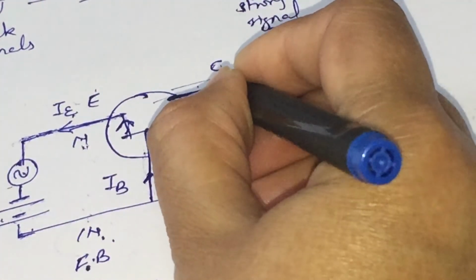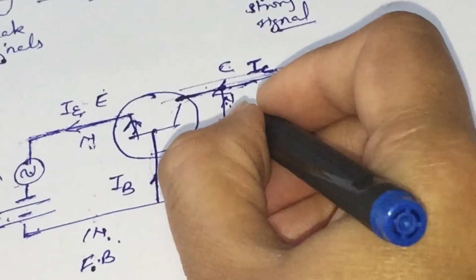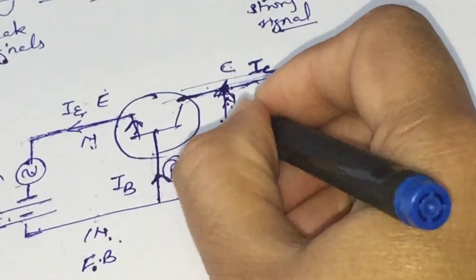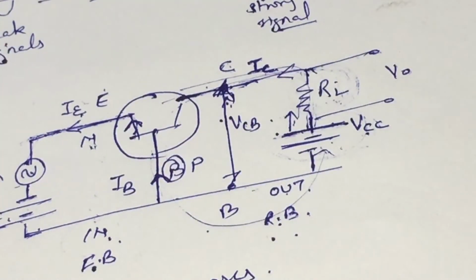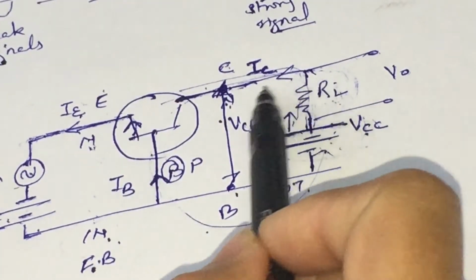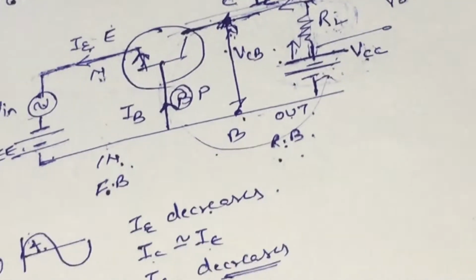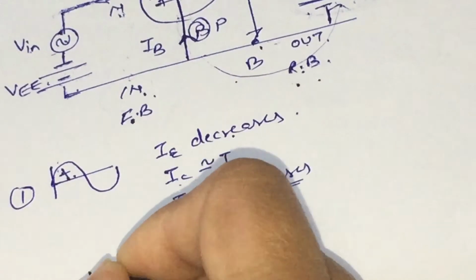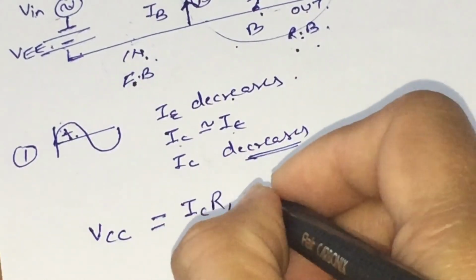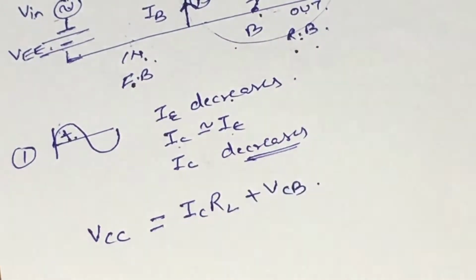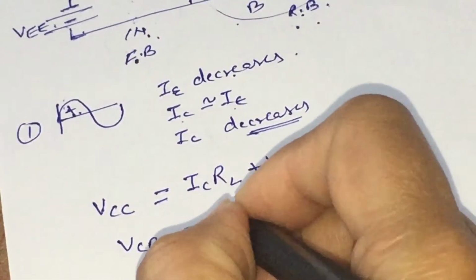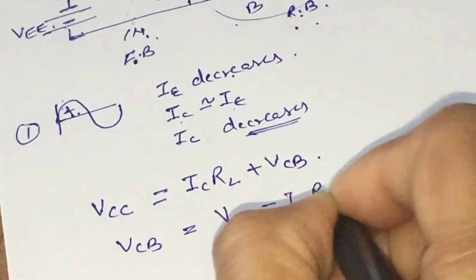It means if the C terminal and B terminal are taken as a potential drop or taken as a voltage source between C and B, they will form the closed loop, and according to Kirchhoff's loop rule, we will have VCC is equal to ICRL plus VCB, where VCB comes out to be VCC minus ICRL.